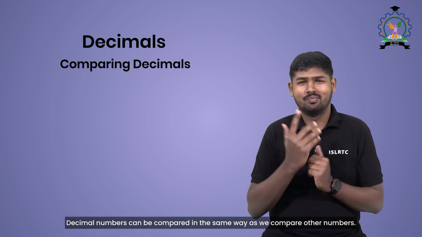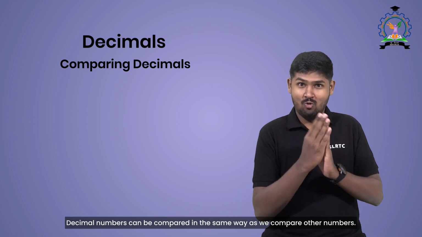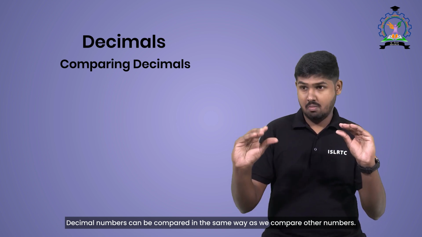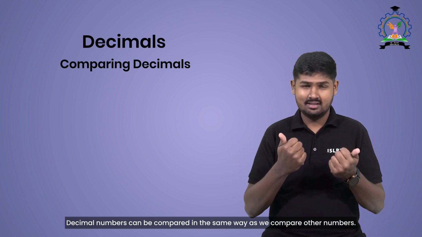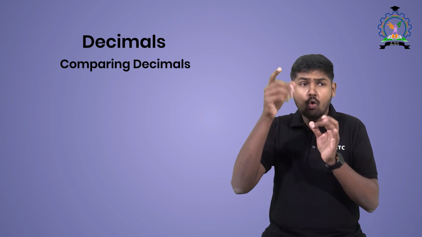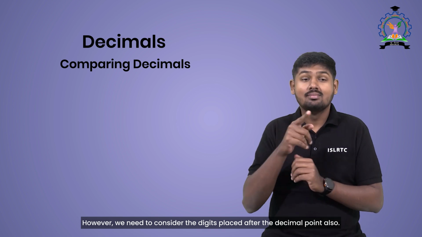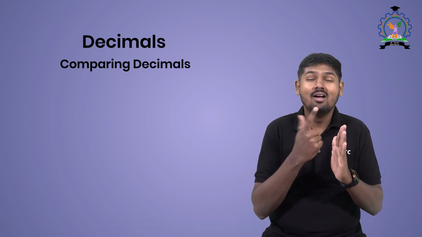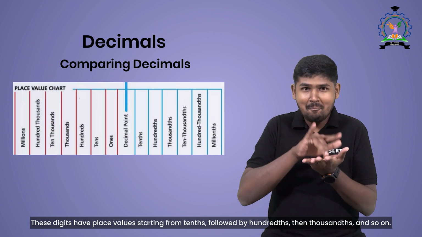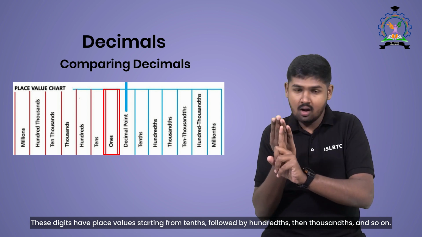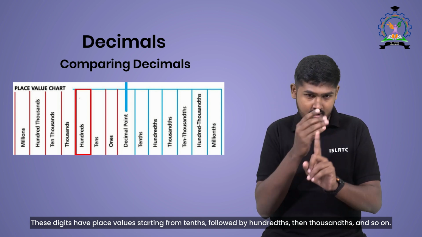Decimal numbers can be compared in the same way as we compare other numbers. However, we need to consider the digits placed after the decimal point also. These digits have place values starting from tens, followed by hundreds, then thousands, and so on.